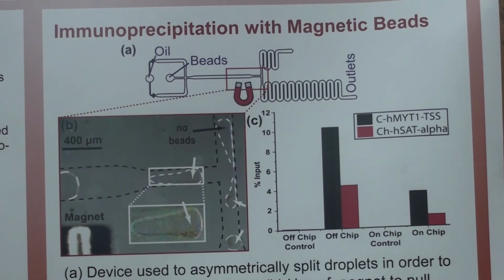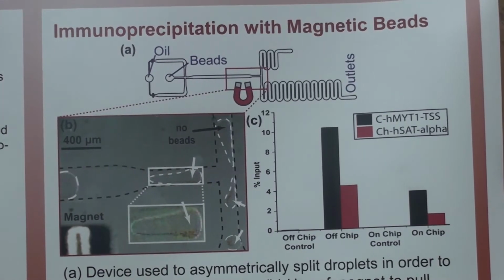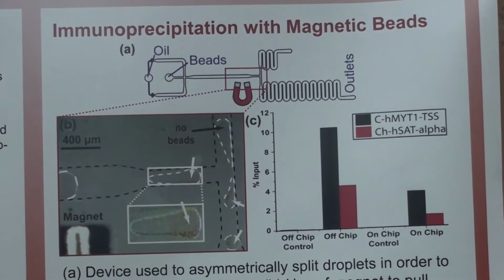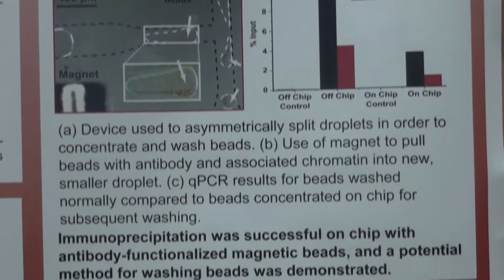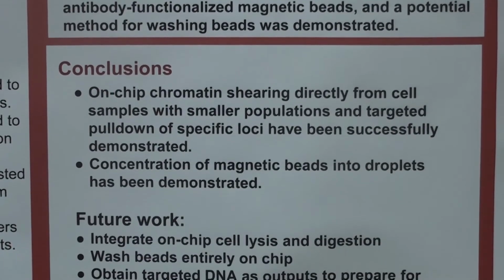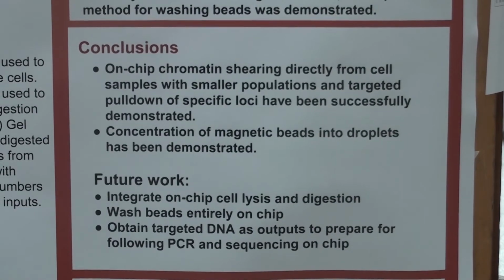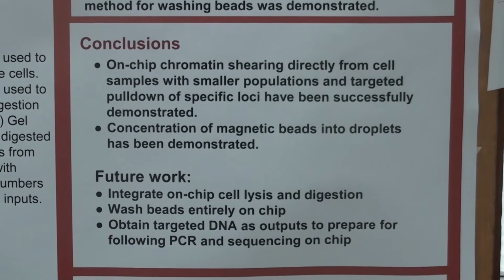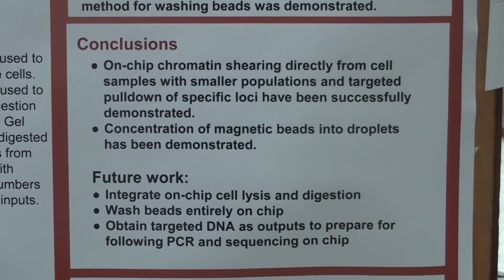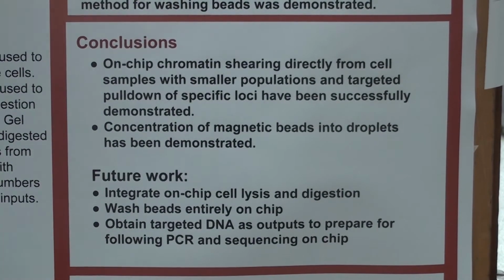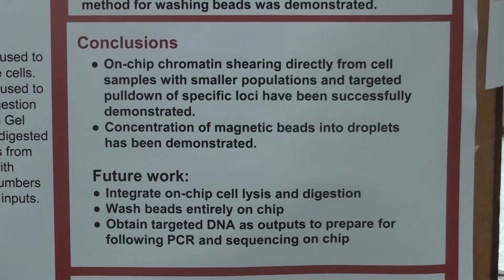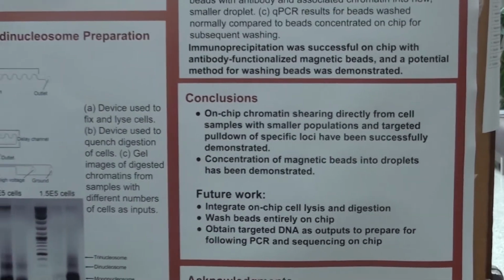So basically now, I've already proved that my on-chip chromatin shearing directly from cells with smaller populations is successful. And my magnetic bead concentration has also been successful. So what I will do is, of course, optimize all of these steps, and I will integrate these two parts so that I can finish my AIM1, and then integrate this AIM1 with my AIM2 steps, so that finally I will get my ultimate objective.